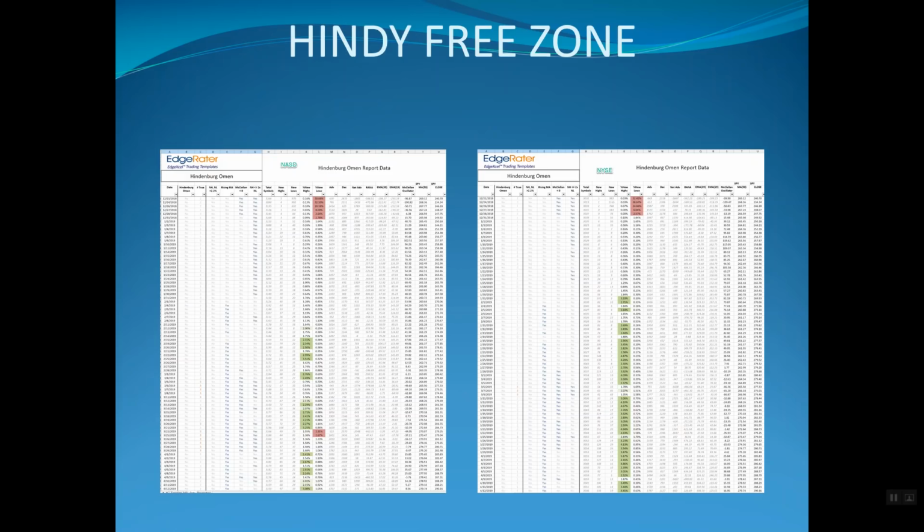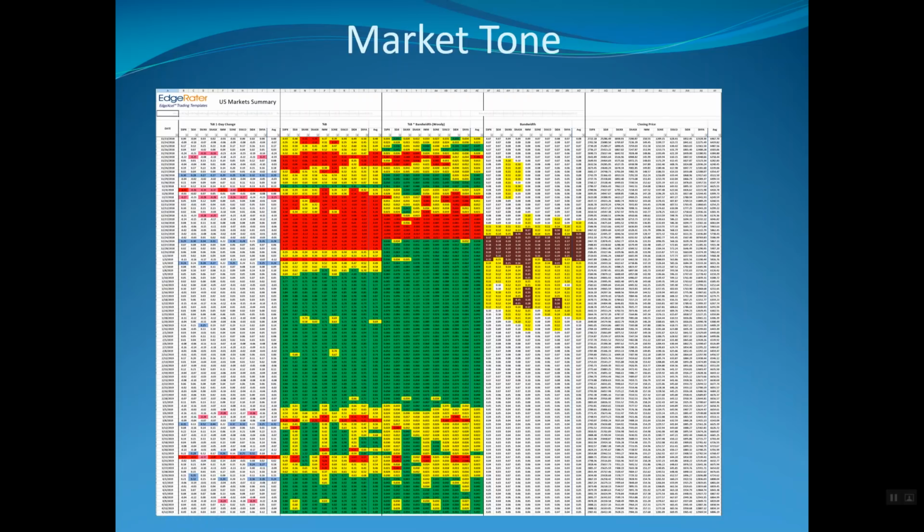I wouldn't expect to see a Hindenburg until we get new highs, and you could see there's no Hindenburg omen firing in the first column. We have plenty of new highs. We don't have enough new lows. That's a good thing. Market tone.